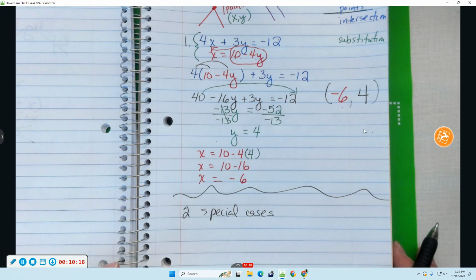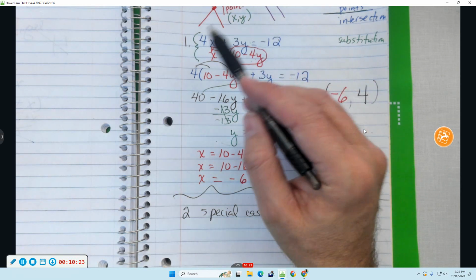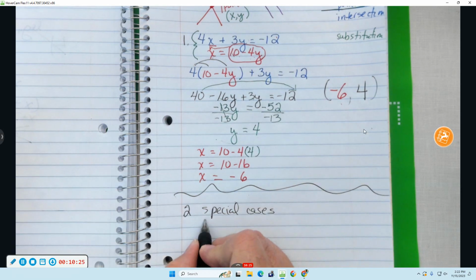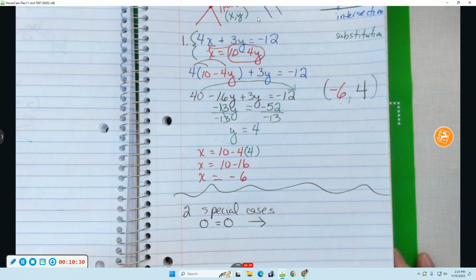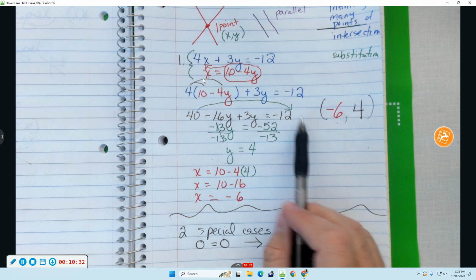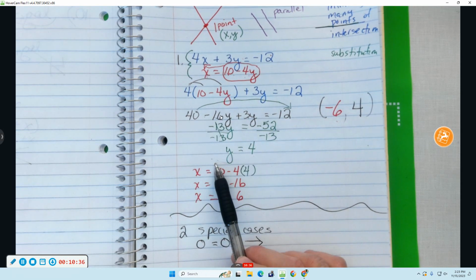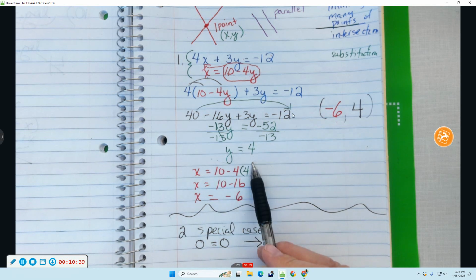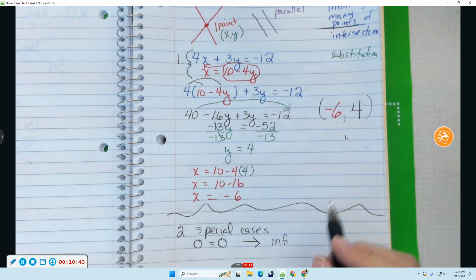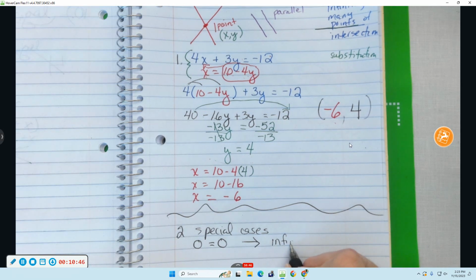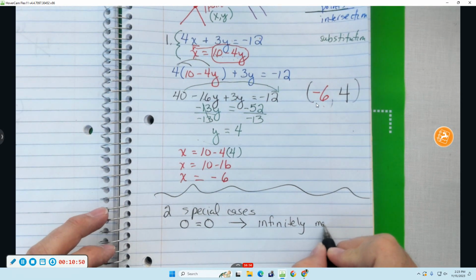If, when you're going through all this work, everything subtracts out and you get 0 equals 0, the variables subtract out, you substitute, and everything subtracts out. Right down here, instead of getting a y equals, you get 0 on the left and 0 on the right. Infinitely many solutions. That's the coincidental lines that you were talking about. Infinitely many solutions.